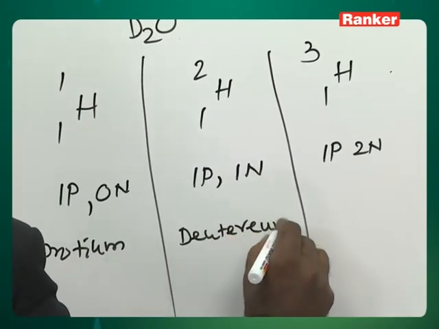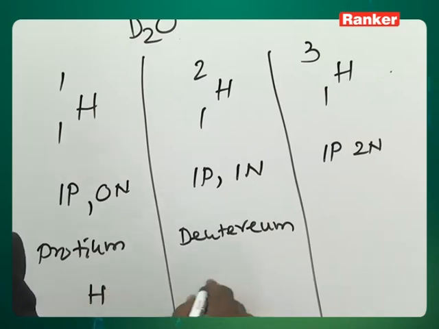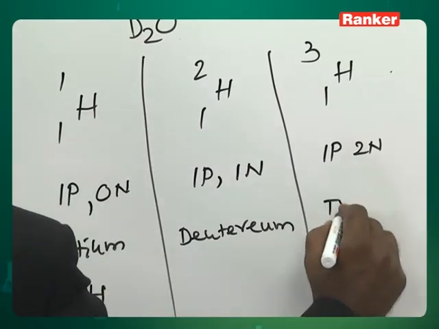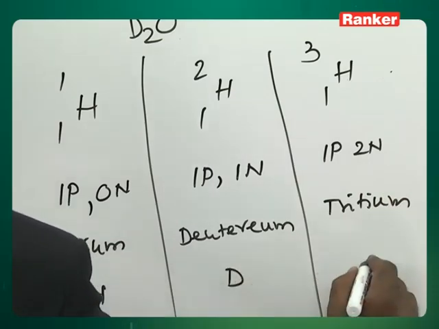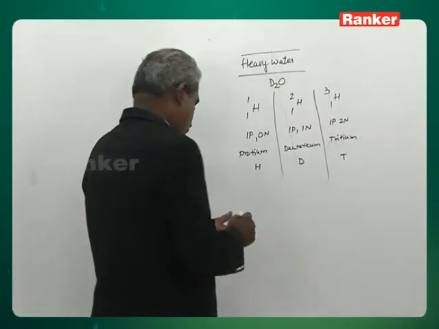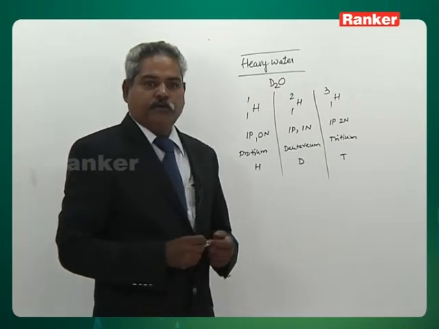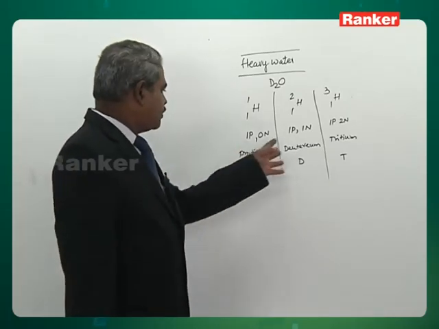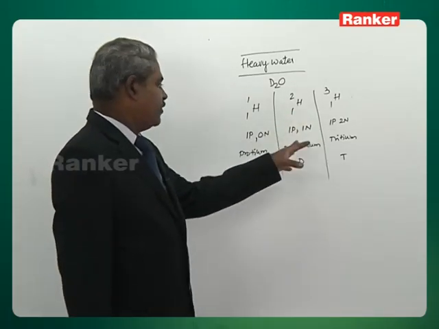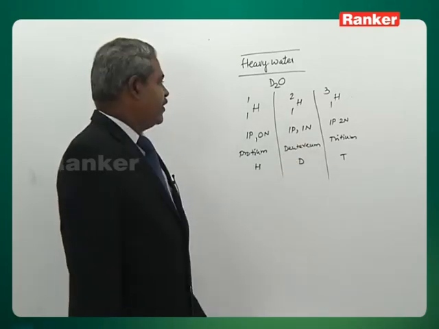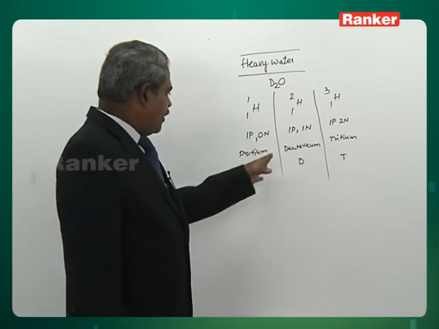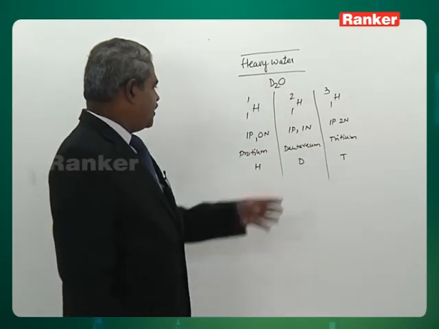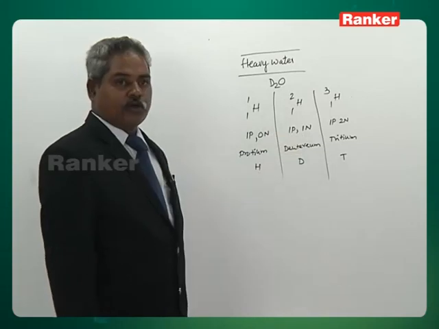Deuterium. This is called tritium. HDT. So, only the isotopes of hydrogen have different names. You can't expect every isotope everywhere to have a separate name. Protium, deuterium, tritium. It is heavy because it has more neutrons.